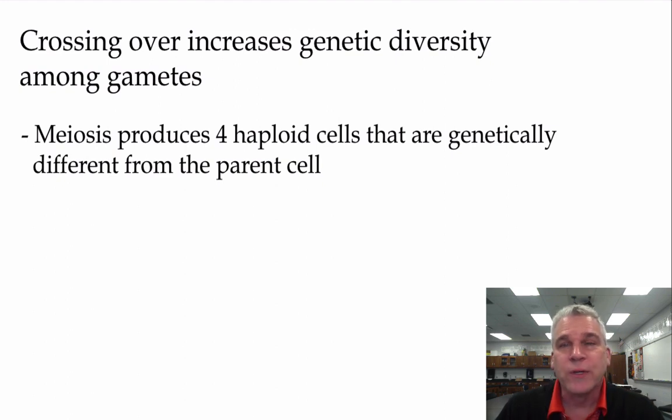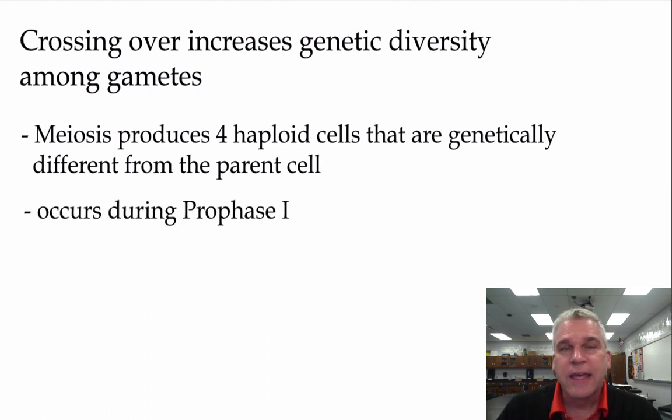Crossing over is going to increase the genetic diversity among gametes. In other words, every single gamete, the sperm cells and the egg cells, will each be different from one another. And this is all done in prophase 1, so the very beginning stages of meiosis.